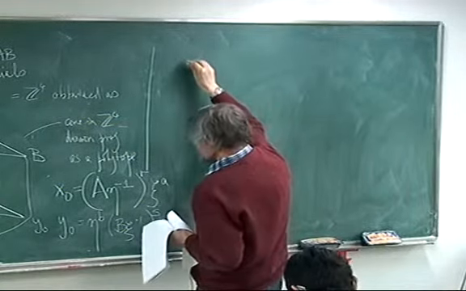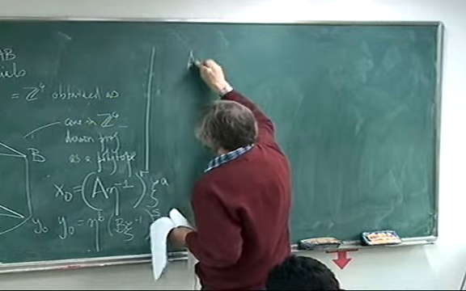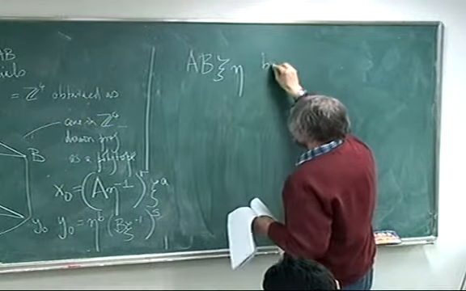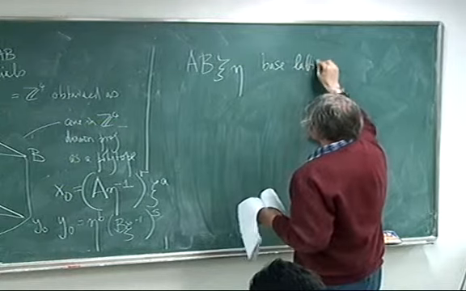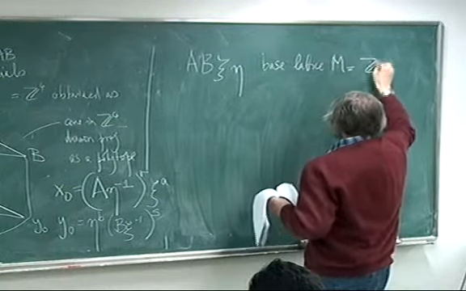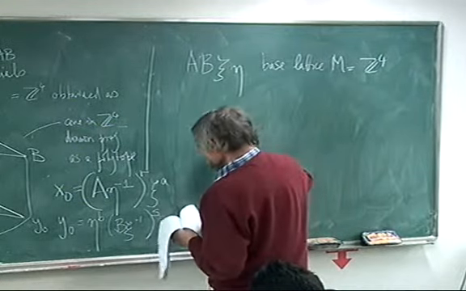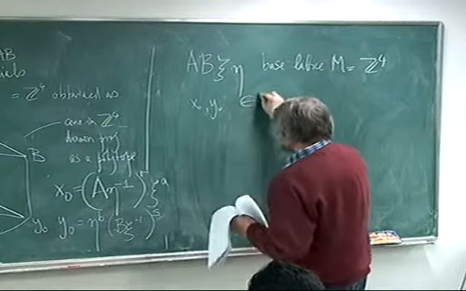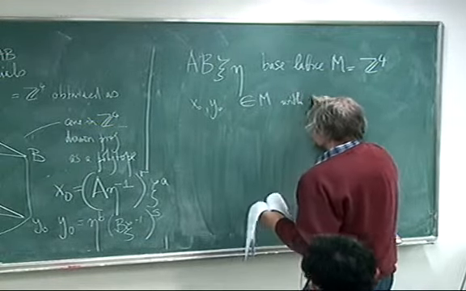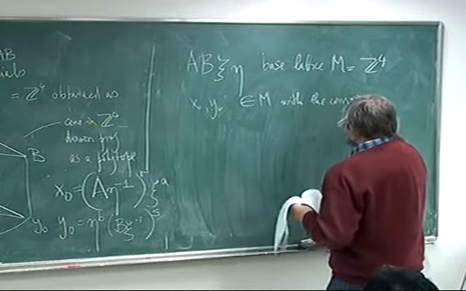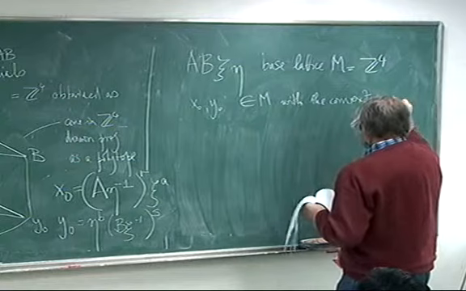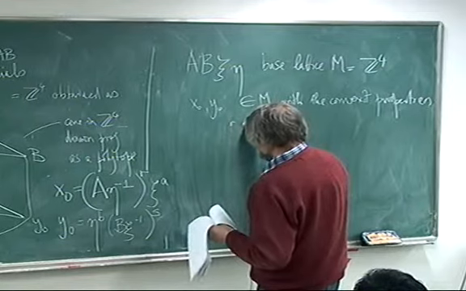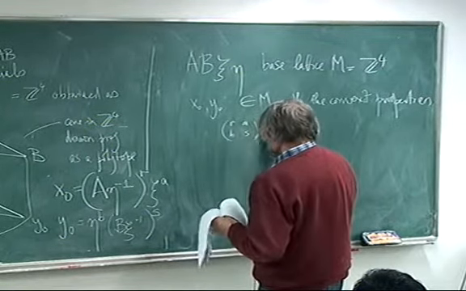So here, A, B, psi, xeta, psi, and eta base lattice M, which equals Z^4. Yes, and x naught, y naught are in M with the convexity properties you can see. Right, also with this R, A, B, S in SL2.